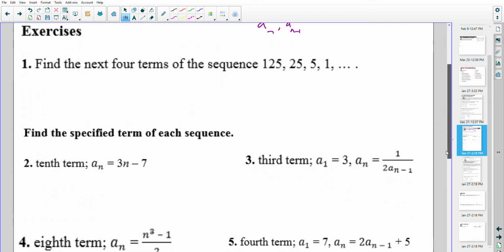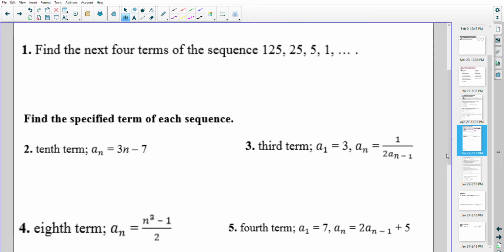So a couple examples. First of all, find the next four terms. You're trying to figure out what the pattern is. And the pattern of this one, you can see right here, it's dividing by 5. So it would be 1 over 5, 1 over 5 squared, 1 over 5 cubed, and 1 over 5 to the 4th power.